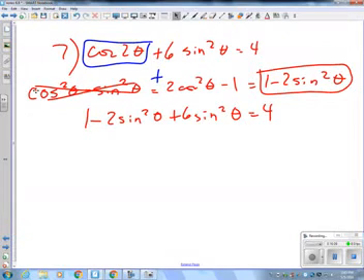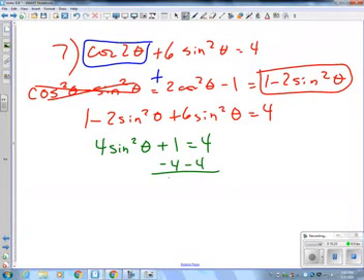Now I can put my like terms together and get 4 sine squared of theta plus 1 equals 4. Now I could try setting that equal to 0. And if I did that, if I took the 4 away, that would make this negative 3. And that will not be factorable because it's not square rootable.